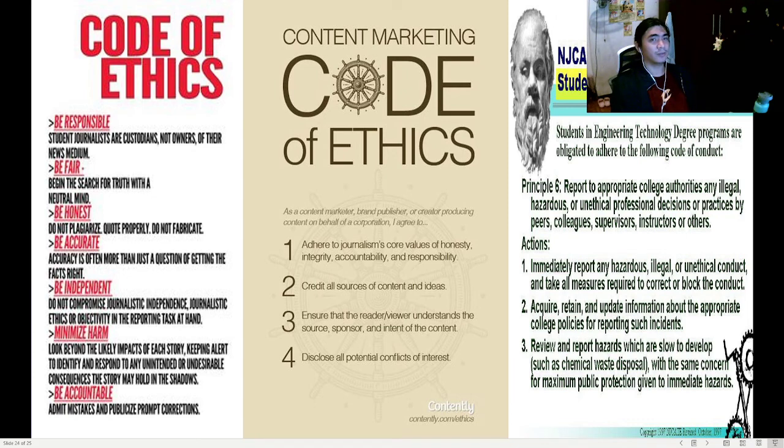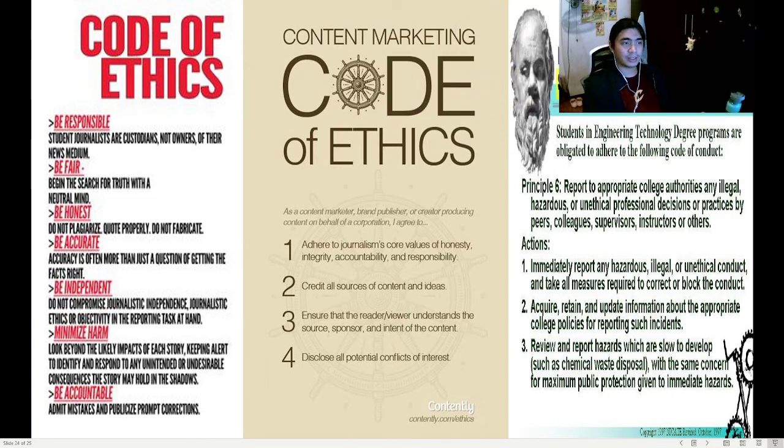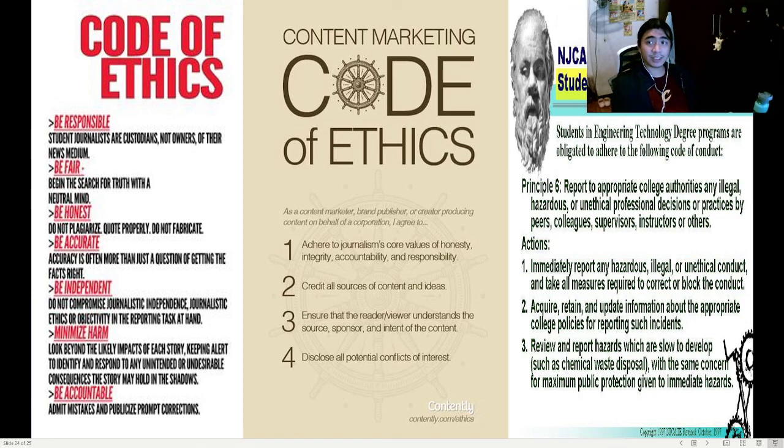For example, on the left side, very simple: be responsible, be fair, just an example. In content marketing, a code of ethics, and even in schools, like for example, this one, the student code of conduct, which is very simple. Everything is written down and everything is understandable. Okay? Why do you have to know this? Because in businesses, in entrepreneurship, you have to create your own code of ethics, of course, right?